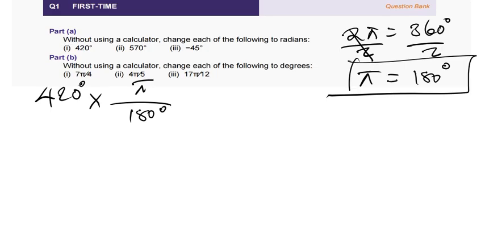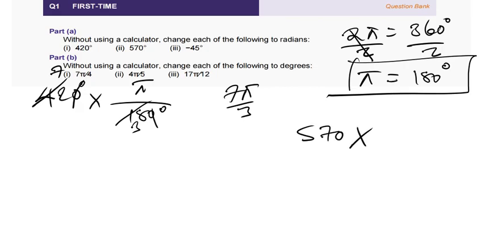Okay, so now let's see. We have, what do we have? So I'm going to use 0 and 0 will go. Let us look at the number that can go into 18 and 42. I think 6. Okay, so 42 divided by 6 is 7. So we have a 7. Then here it will be 3. So it is 7 pi divided by 3. That's the answer.